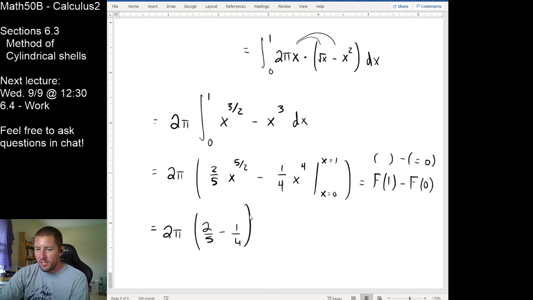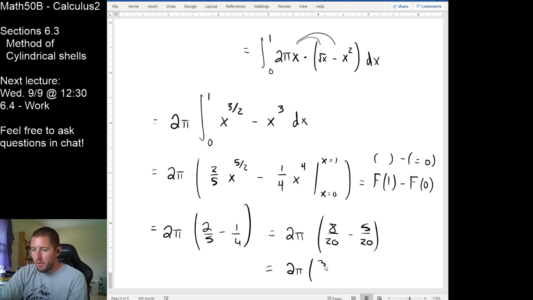So just to wrap up this evaluation right here, this is 2 pi times, I'm thinking our common denominator is 20ths. So I'm going to multiply this by 4 and get 8 20ths. I'm going to multiply this by 5 and get minus 5 20ths. And that's going to give me 2 pi times 3 20ths. And 2 and 20 are going to cancel with a 10 and give me 3 pi tenths.